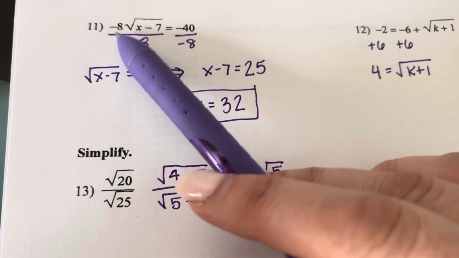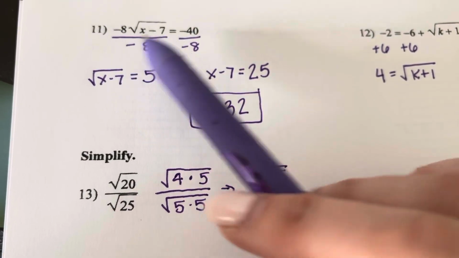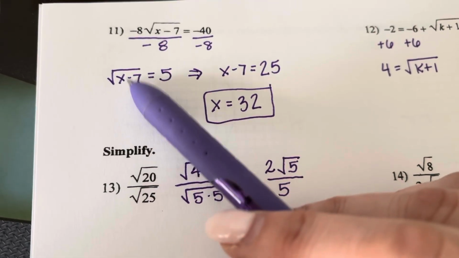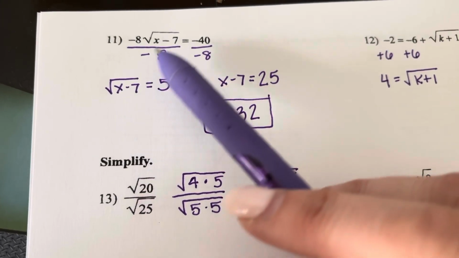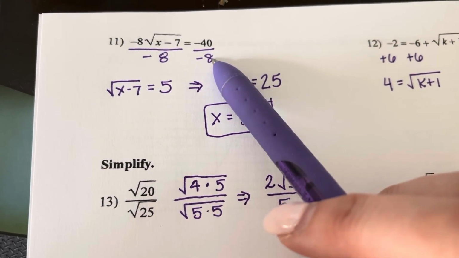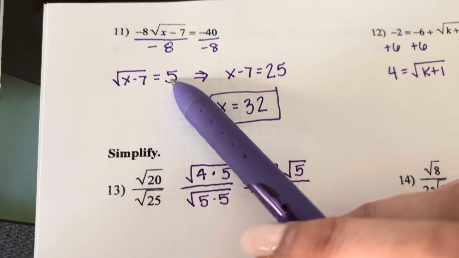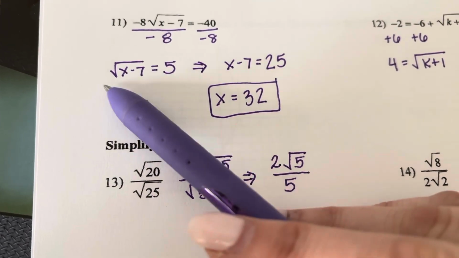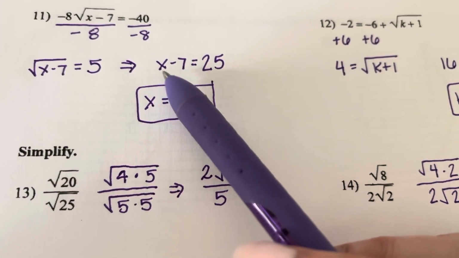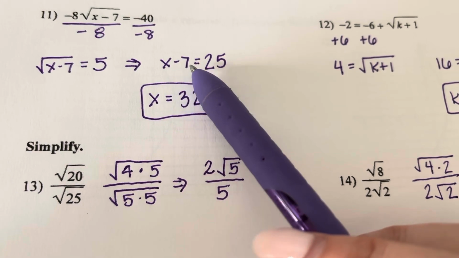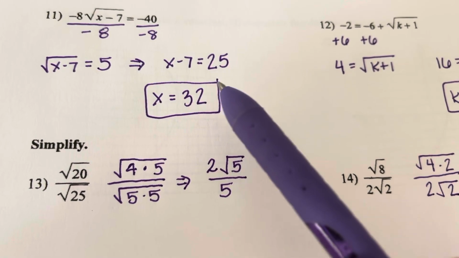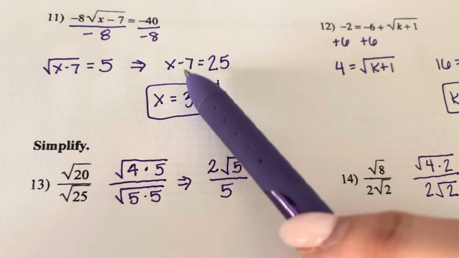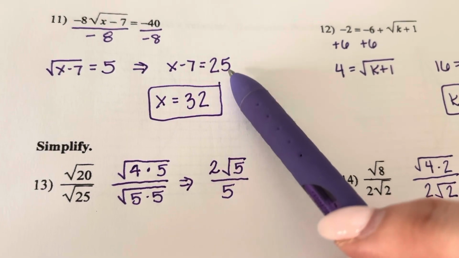On this problem here, you're going to want to divide by the -8 because you want that by itself. So -40 divided by -8 is 5. Square both sides. You get x minus 7 equals 25. X equals 32 because I'm going to move that 7 this way.